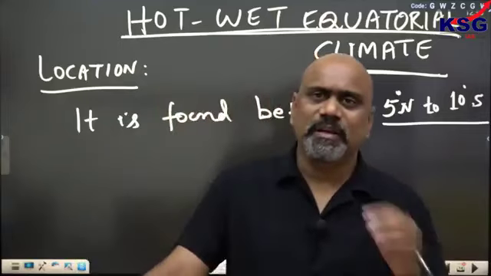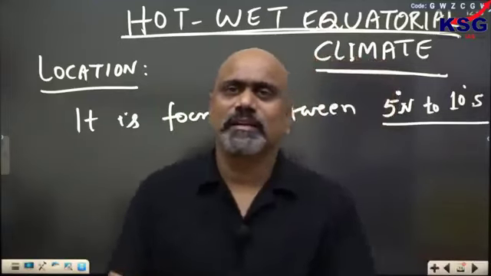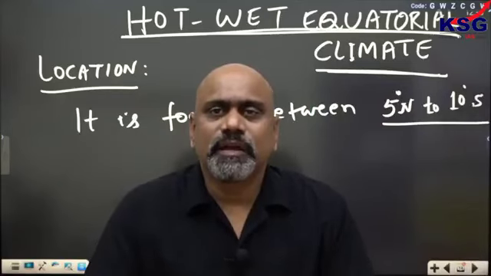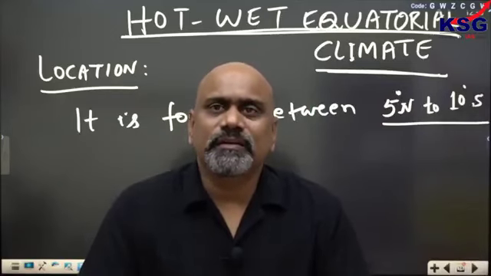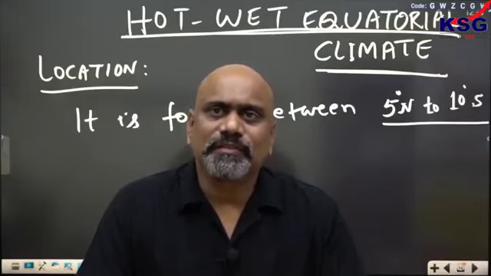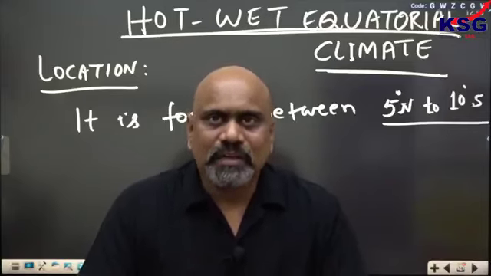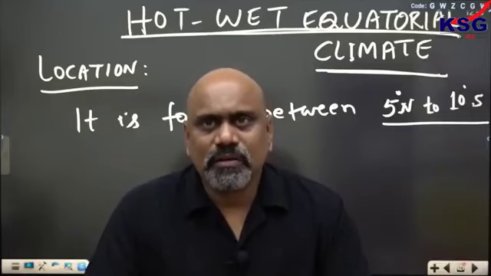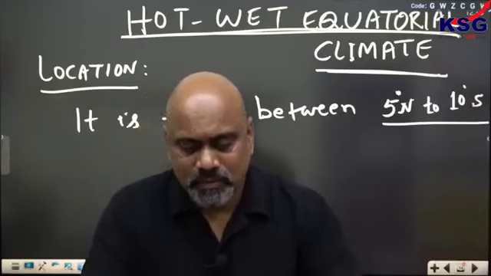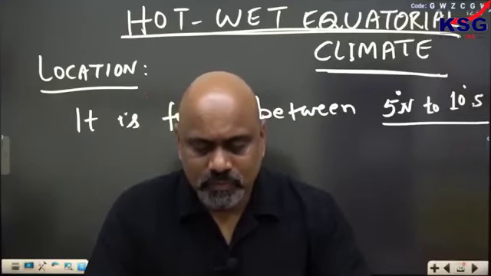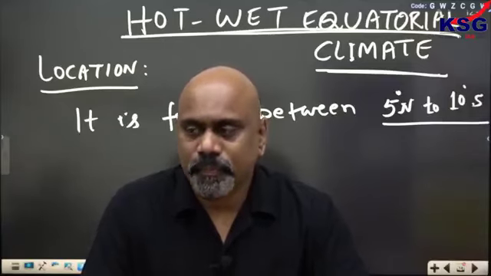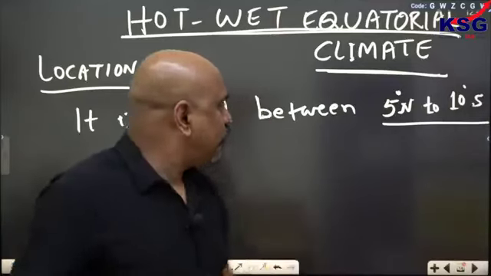I said earlier 10 degree to 10 degree. Now why 5 degree north? It is primarily because in the northern hemisphere you have more continent, in the southern hemisphere you have more ocean. At the equatorial region, the southern hemisphere has more area than the northern hemisphere. This is the major cause. Hope you got it now.